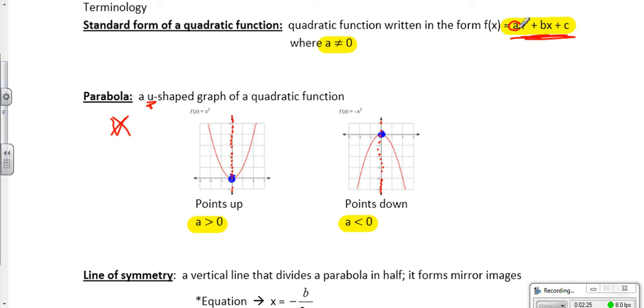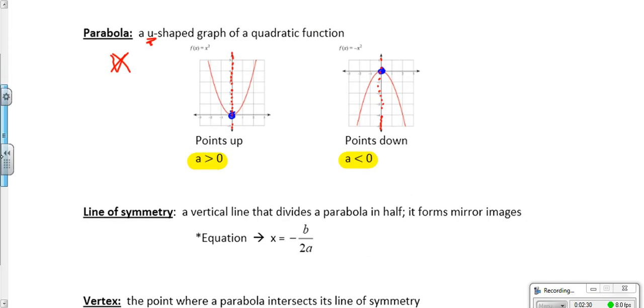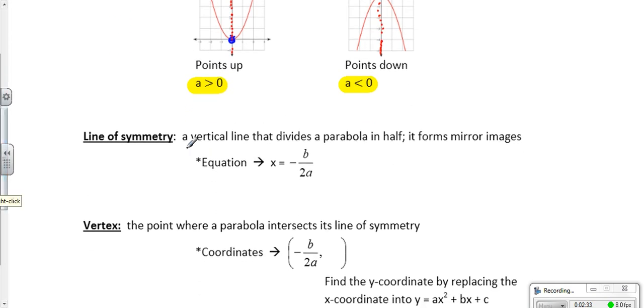And notice that we're talking about A, B, and C. Those letters come into play with the formula. So in this case, the equation for the line of symmetry, in other words, the line that cuts it in half, is negative b over 2a. Again, the b comes from the equation, and so does the a. And it is an equation. And if you have a line that is of the form x equals, it is a vertical line. So the line of symmetry will be vertical in this lesson.